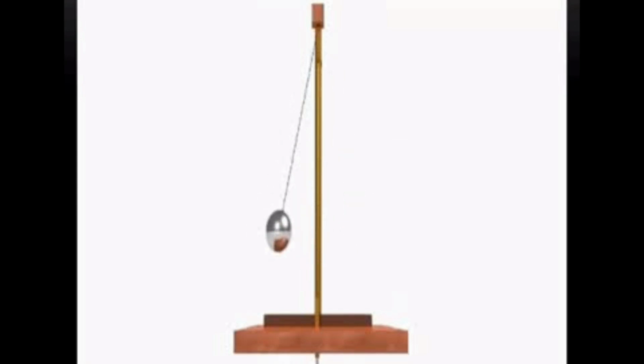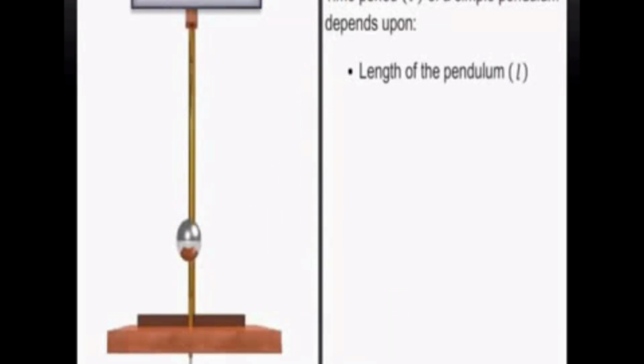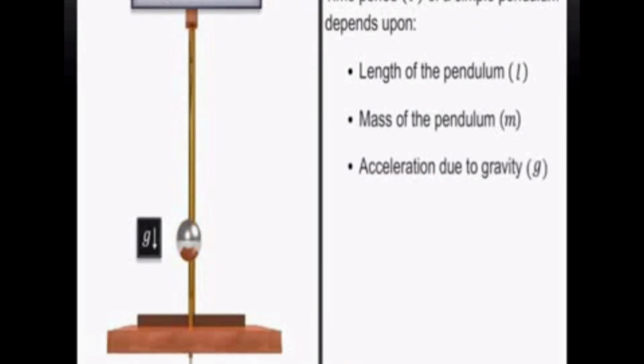Now we can derive one relation by using the simple pendulum, the time period of the simple pendulum. We are going to derive the equation for the simple pendulum by using dimensional analysis. The length of the pendulum we can take as L, the mass of the pendulum is m, and acceleration due to gravity is g. So we can derive the time period.